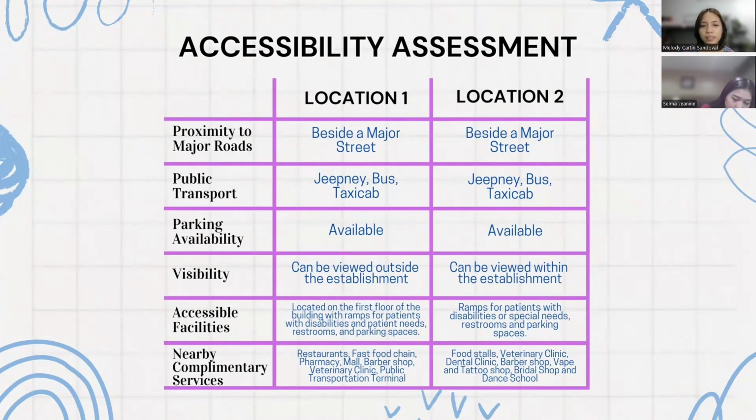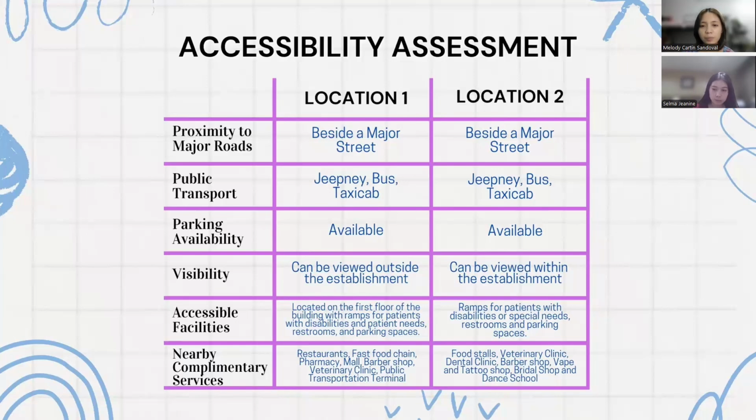For the visibility, location 1 can be viewed outside the establishment, while location 2 can be viewed within the establishment. For the accessible facilities, location 1 is located on the first floor of the building with ramps for patients with disabilities and special needs, restrooms, and parking spaces. For location 2, it has ramps for patients with disabilities and special needs, restrooms, and parking spaces.